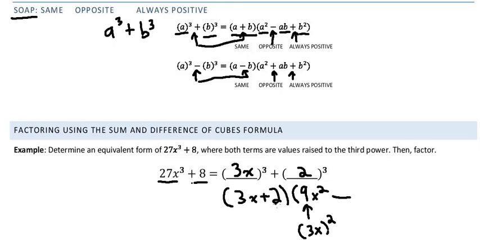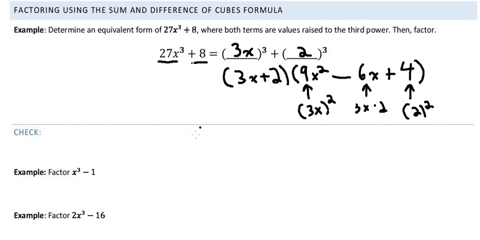Then I multiply a and b in the middle. So in the middle here, I want to multiply 3x times 2. That's 6x. And the last term will be the second term squared. And remember, this last sign is always positive, and the reason why is because you're squaring a number to get here. So now I've factored this as a sum of cubes. This second parenthesis will never factor any further when you use this method. So let's try another one down here.